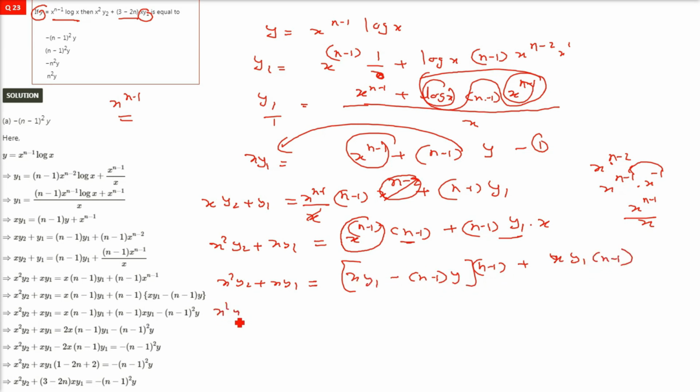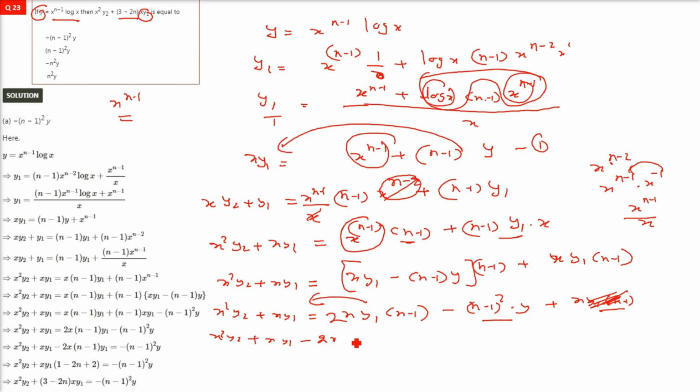So x square y2 plus xy1 is equal to xy1 into n minus 1 minus n minus 1 whole square into y, plus x y1 into n minus 1. Now they are similar terms, so you can just add them up. It will be twice of x y1 into n minus 1. Now take this on the left hand side: x square y2 plus x y1 minus 2x into n minus 1 into y1 is going to be equal to negative n minus 1 whole square into y.